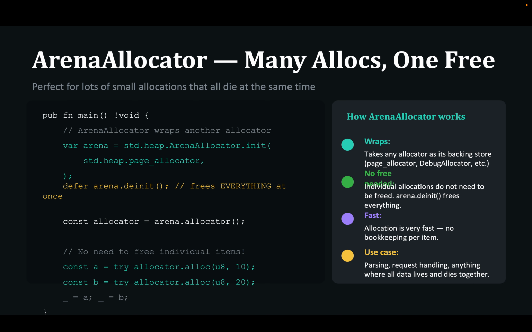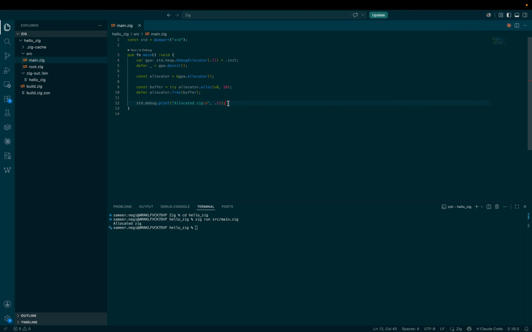The arena allocator is the second allocator you will reach for very frequently when you use Zig. The idea is very simple. You allocate as many times as you want and free everything at once with a single deinit call. If you want, we can also try to write this code. I can delete this out. If you don't want to go through the code, you can always skip ahead. You can always go back to my slides to see how we are going to use this.